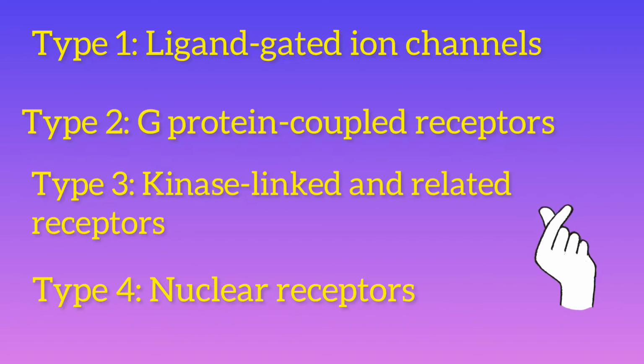Type 4. Nuclear receptors. While they are called nuclear receptors, they are actually located in the cytoplasm and migrate to the nucleus after binding with their ligands. They are composed of a C-terminal ligand binding region, a core DNA binding domain and an N-terminal domain that contains the AF1 region.